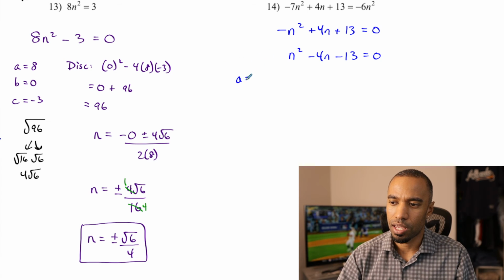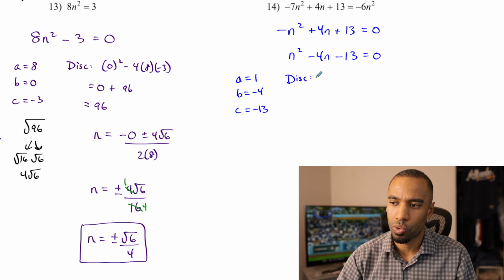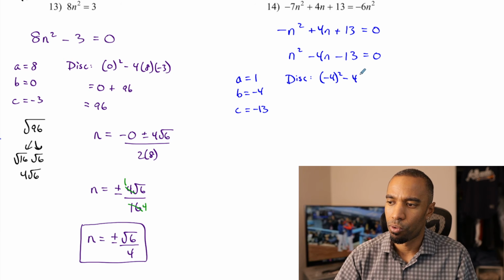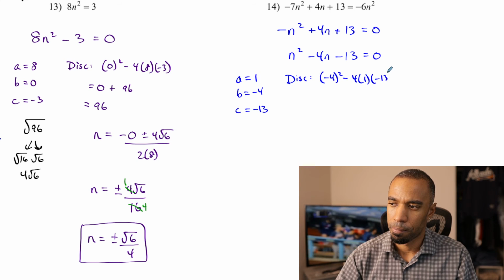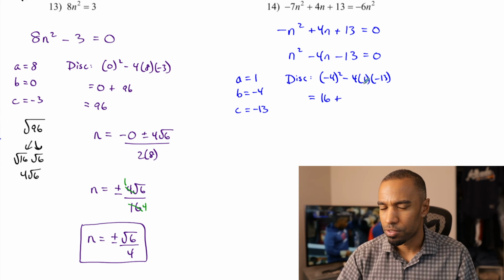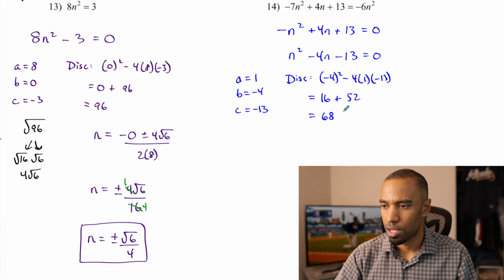So the a value is 1, the b value is -4, and the c value is -13. So as we evaluate the discriminant here, we will get b squared minus 4ac, which is 16 plus 52, which is 68.